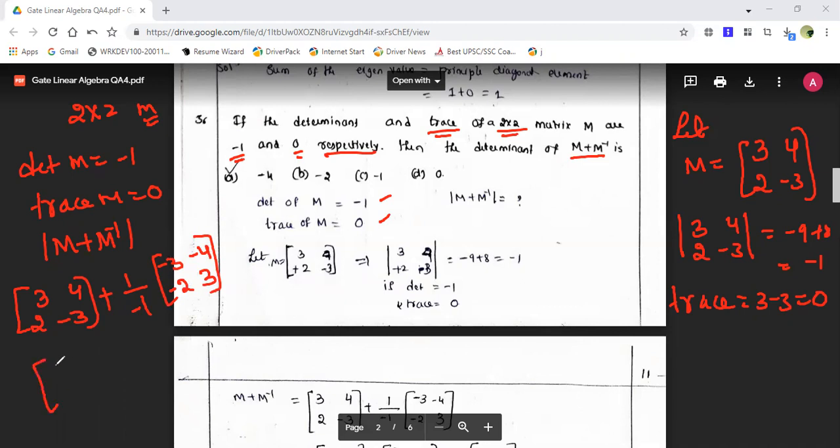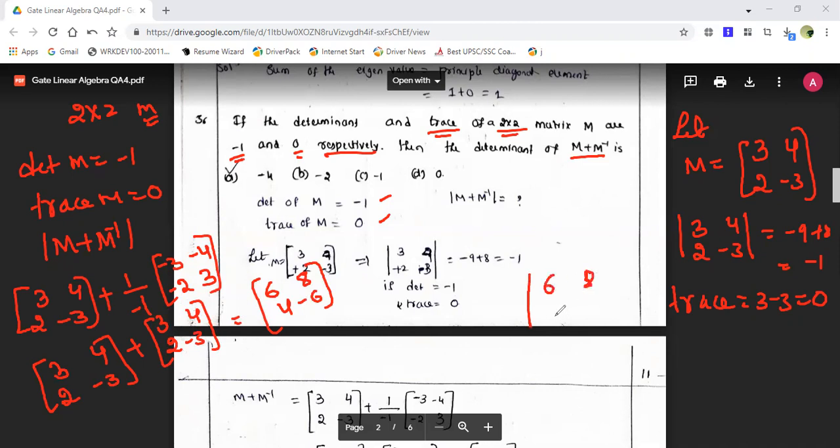So this we can write as 3 4 2 minus 3, and -1 if I take inside, it is 3 4 2 minus 3. So if we add, this is 3 plus 3 is 6, 4 plus 4 is 8, then 2 plus 2 is 4, -3 minus 3 is -6. So here you can see this determinant. If you want this determinant, 6 8 4 minus 6, this is equal to -36 plus 32, which is equal to -4.